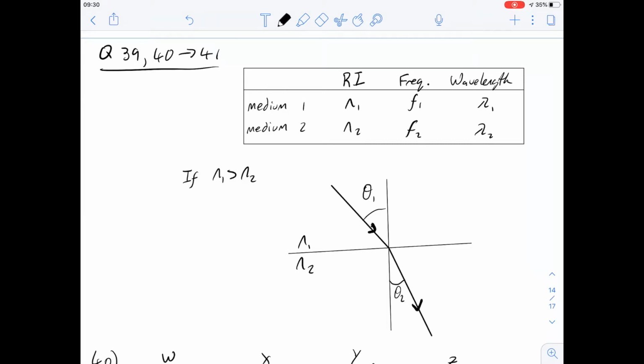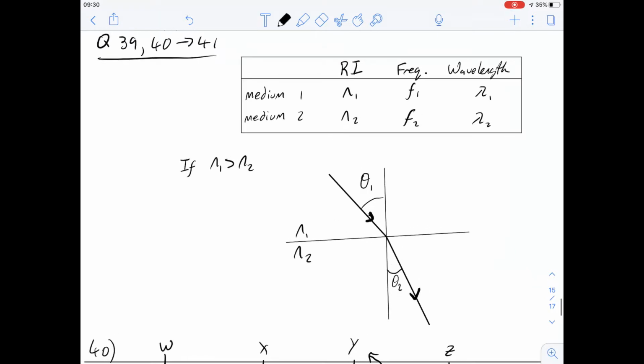Hi, I'm Carl, and in this video we're going over Unit 13 and 14, or questions 39 to 41 of Section 3 of the Blue Booklet. So this first question is a question about electromagnetic waves traveling between two media, and I've drawn a little diagram that can explain that.